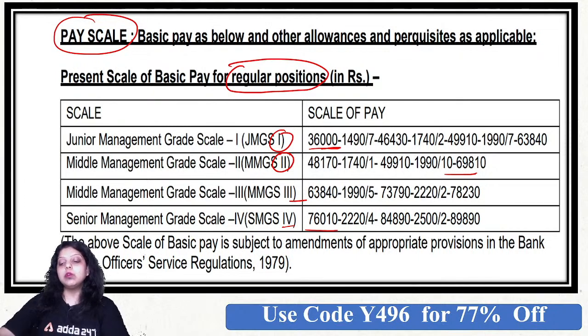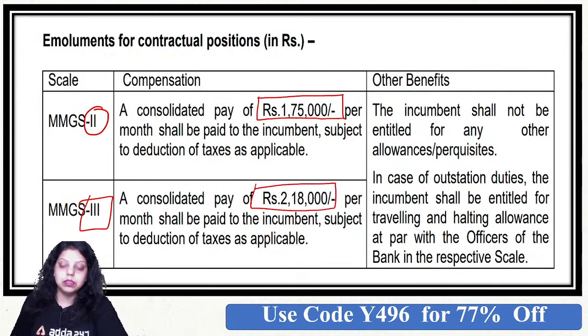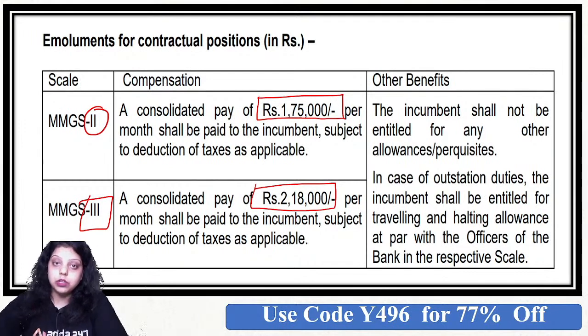If we are talking about the contractual basis, you can simply say that the Scale 2 post will have a salary of 1,75,000 per month, and Scale 3 will have a salary of 2,18,000 per month. Now that's a very attractive pay scale Bank of India is giving you. So that's a reason you can opt for this particular job.